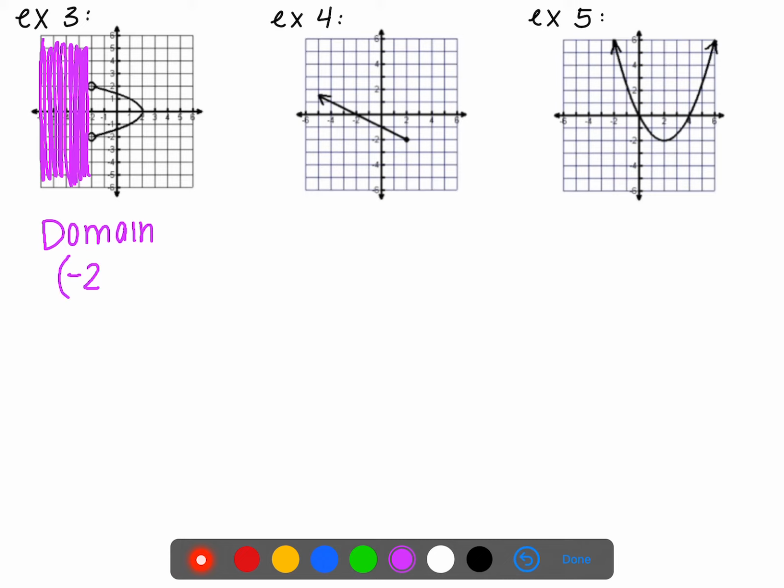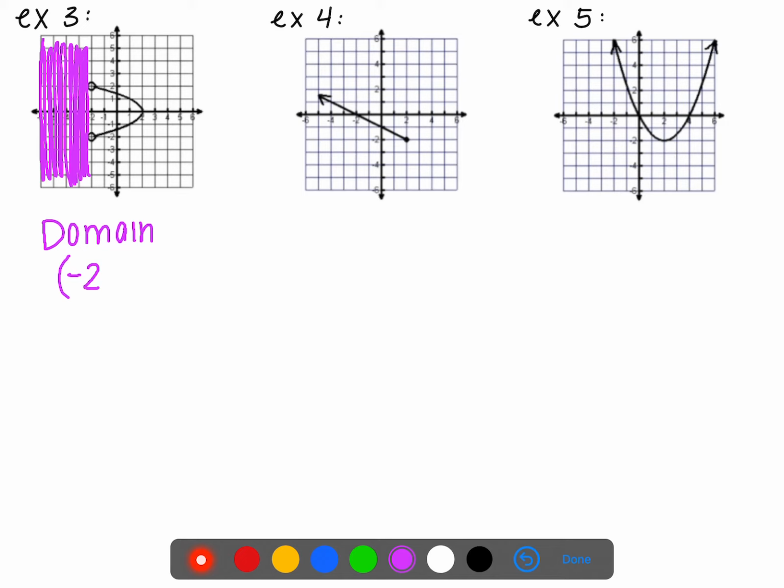Now, if you got to a situation where one circle was closed and one circle was open, the bracket always wins. So if it's colored in at least one place, if the number exists anywhere on the graph, we go with the bracket. The parenthesis is only if it doesn't exist at all. So in a situation where you have one open circle and one closed circle, you go with the closed circle. That's the winner. Because it just has to exist somewhere for us to include it. But in this situation, it doesn't exist anywhere, so we go parenthesis.